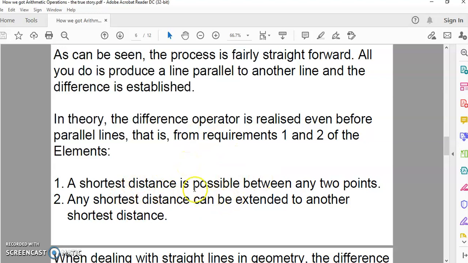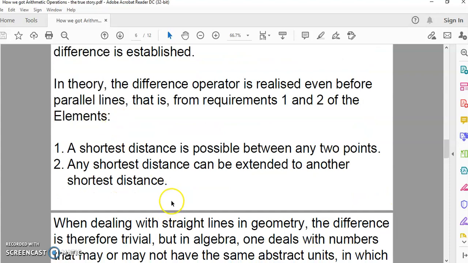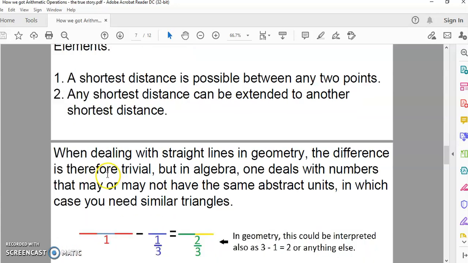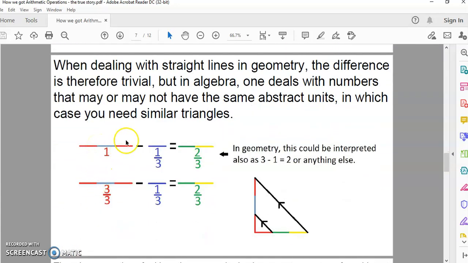So a shortest distance is possible between any 2 points, and any shortest distance can be extended to another shortest distance. And from this same thing here, it's easy to prove that if you wanted to reduce that distance, you can do the same also. Now, when dealing with straight lines in geometry, the difference is therefore trivial. But in algebra, one deals with numbers, okay? So that may or may not have the same abstract unit. So for example, if you had in algebra 1 minus a third, then in geometry, this could be interpreted also as 3 minus 1 equals 2, or anything else. It doesn't really matter, as I've shown you over here with these diagrams.